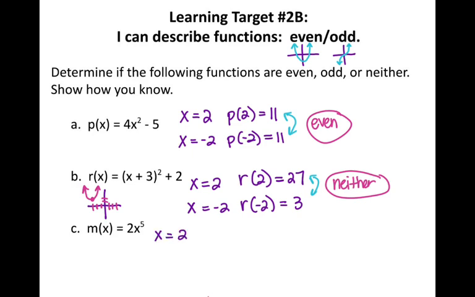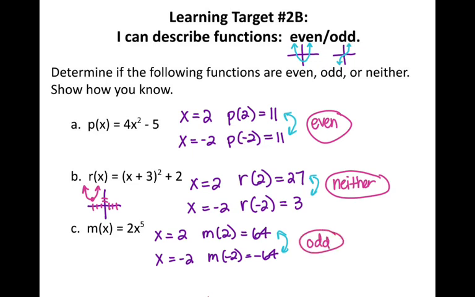All right, continuing to solve algebraically, I'm going to plug in 2 and -2. When I plug in +2 into our m function, I get 64. When I plug in -2, I get -64. Now, when I compare these two, they are opposites. And when those numbers are opposites, that tells me that my function is odd.